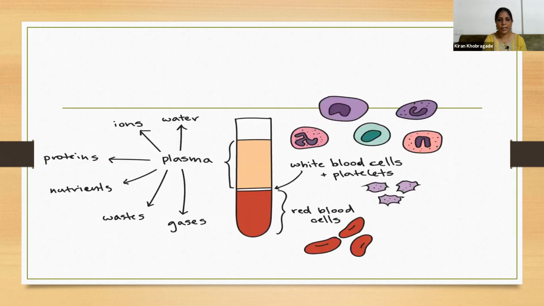Here with the help of the diagram, you can see that a test tube is taken, a vial of blood is taken, and the blood is subjected to a centrifugal force. When the centrifugal force is applied, according to the molecular weight, you can see that red blood cells settle down. Then comes the WBC cells, and then the uppermost layer is the plasma.